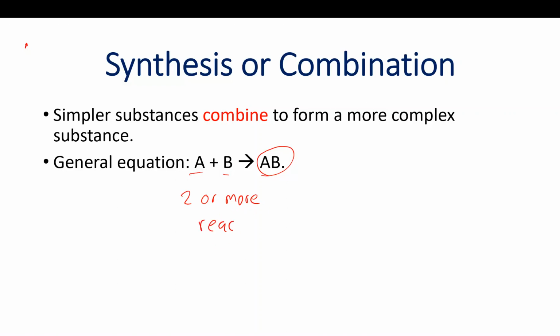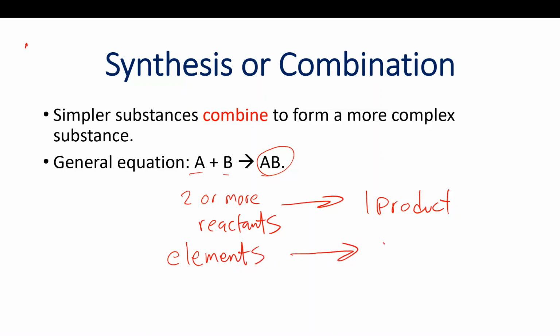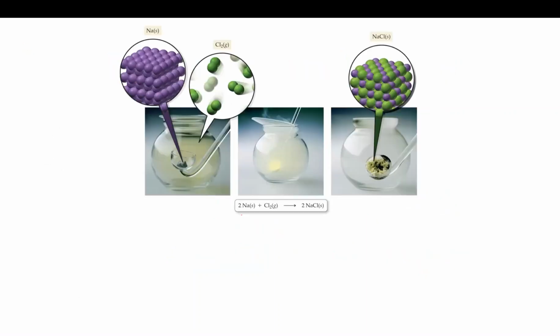reactants and you're combining them to give you one product. So usually, but not always, you'll have, for example, elements combining to give you compounds. So that's basically what you're looking for. So the easiest of these combinations is kind of what we see here.